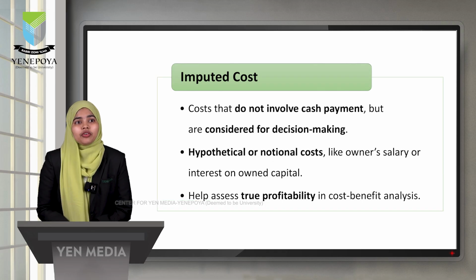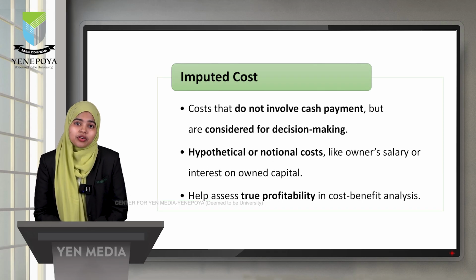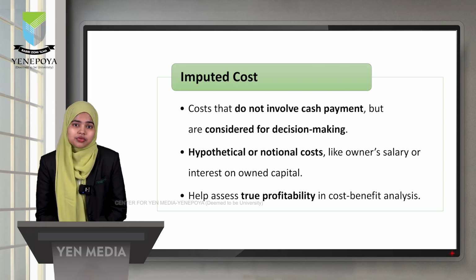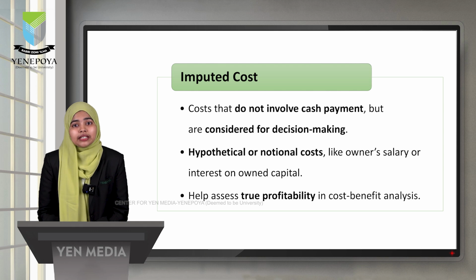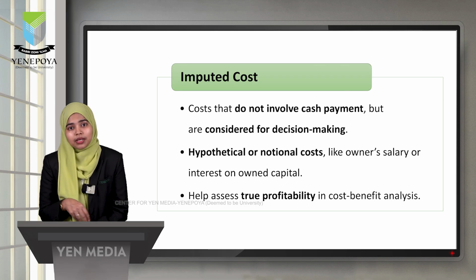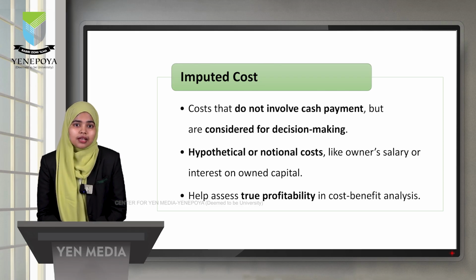The next type is imputed cost. An imputed cost is a notional or hypothetical cost. It's not an actual cash expense, but we include these costs in decision making to reflect the economic value of using certain resources. For example, notional rent on a company-owned building or interest on capital invested by the owner. We don't actually pay these, but we will be considering these to understand the full economic cost of using such resources. And these costs will help in fair comparison and accurate performance analysis.